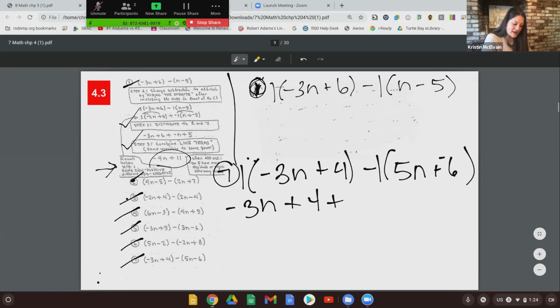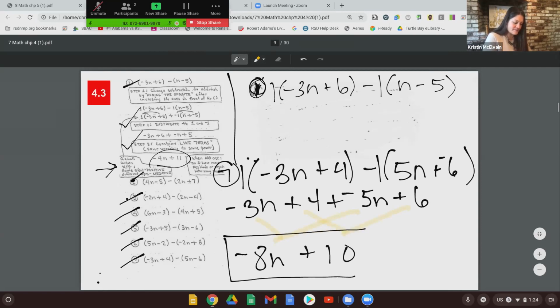Negative 1 times positive 5n is negative 5n. Negative 1 times negative 6 is positive 6. Combine like terms. Negative 3n and negative 5n is negative 8n. Plus 4 plus 6 is 10. All right, you good? One more problem.